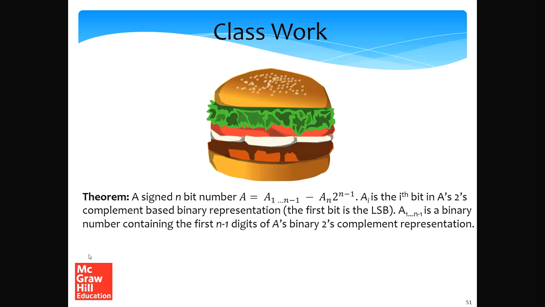So as I said, for positive numbers this is trivially true because A n is 0. So basically if we just discard the MSB, the number remains the same, and A is equal to the number made by the first n minus 1 bits. For negative numbers, the situation is slightly different. So let's consider a proof.